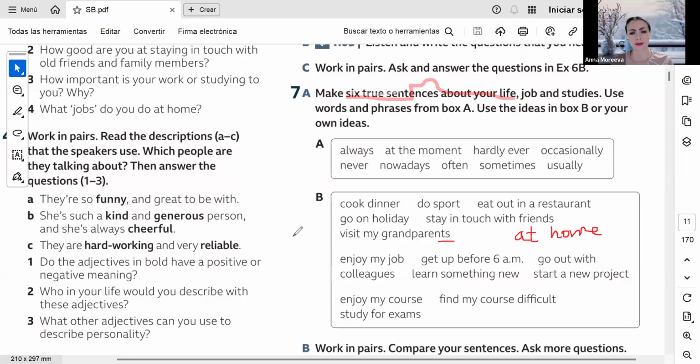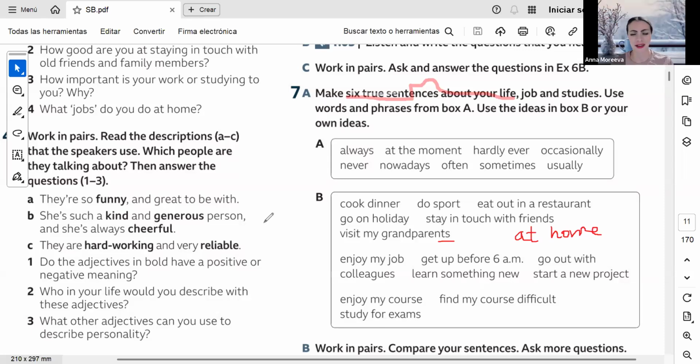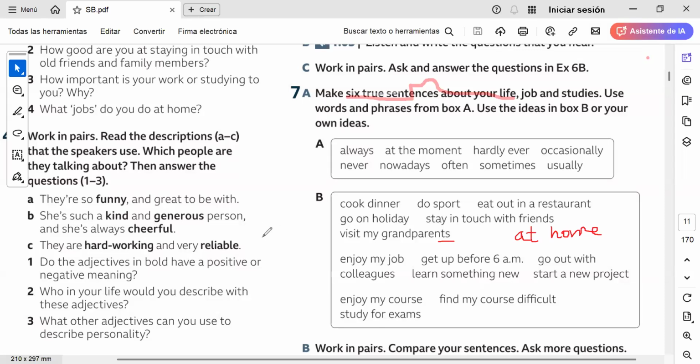Elizabeth, please. Nowadays, I enjoy my course. Occasionally, I eat out in a restaurant. Usually, I cook dinner. I often get up before 6 a.m. I always learn something new. And sometimes I enjoy my job. Sometimes. Okay, very good.